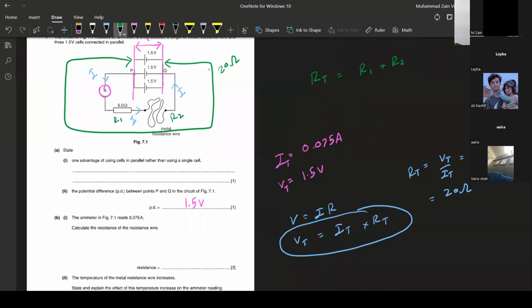So this would have been my formula for the total resistance. Now I know total resistance equals 20. R1, they've given me the resistance, it's equal to 6. And R2, I don't know, and that's what they're asking me to find, the resistance of the wire. So R2 would simply come out to be equal to 14 ohms. That will be my answer, and I'll write 14 ohms here right now.